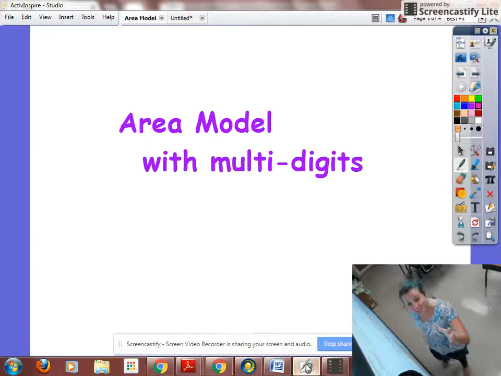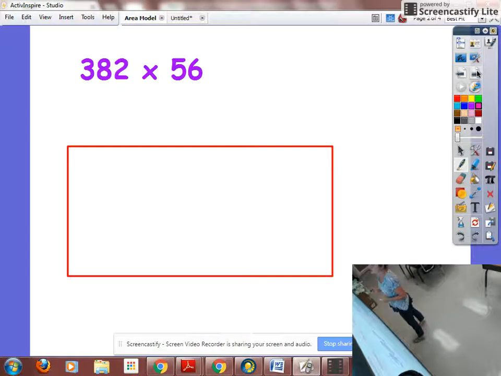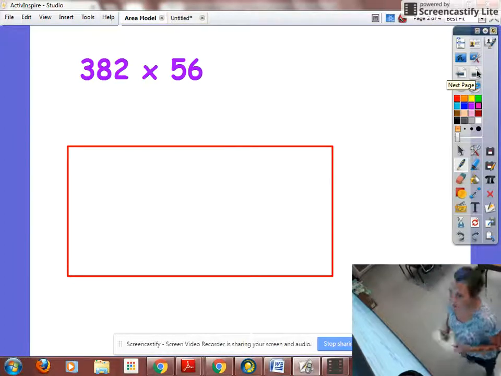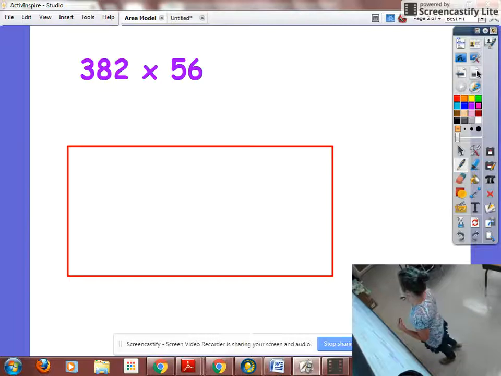Hey everybody, we're still sticking with multiplication of multi-digits, but we're going to use an area model. We need to learn how to use any strategy in multiple ways. So I know we've already learned the standard algorithm, we kind of jumped ahead, but we're going to move back a little bit and do the area model. The area model you might have seen before.